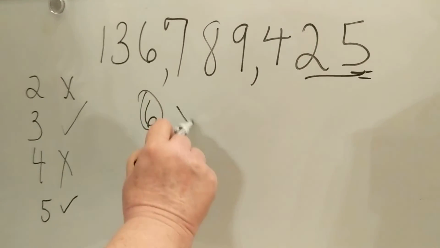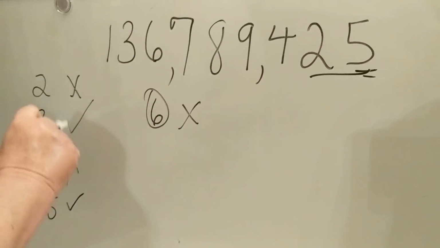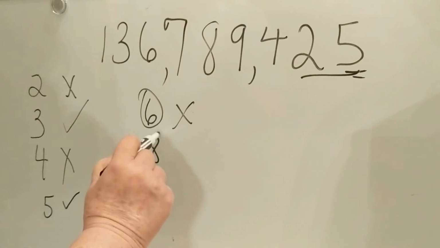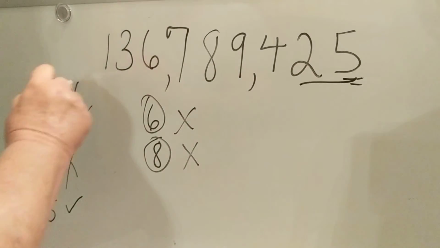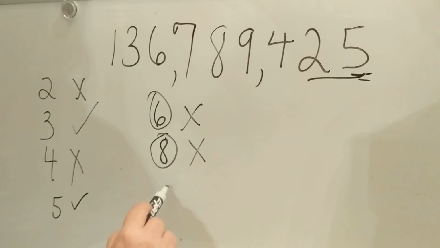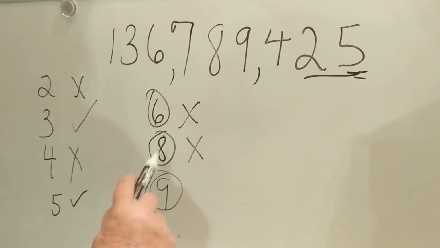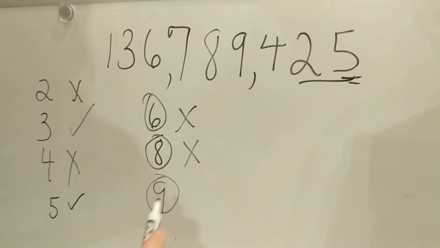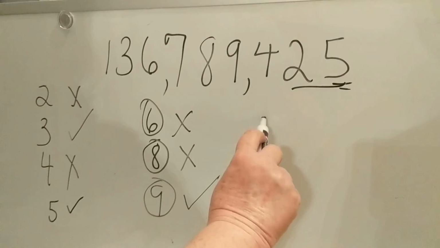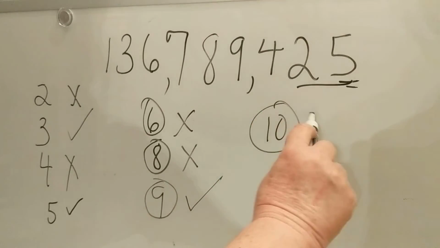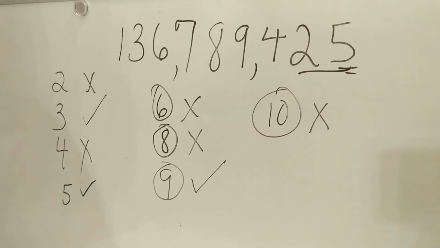6 will not work, because 2 and 3 both don't work. 8 is not going to work if 2 didn't. None of the evens will if 2 didn't. 9: the sum again is 45. 9 times 5 is 45. And 10 does not work because the last digit is not 0.